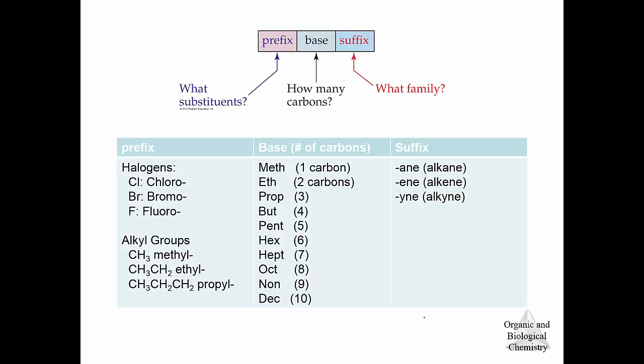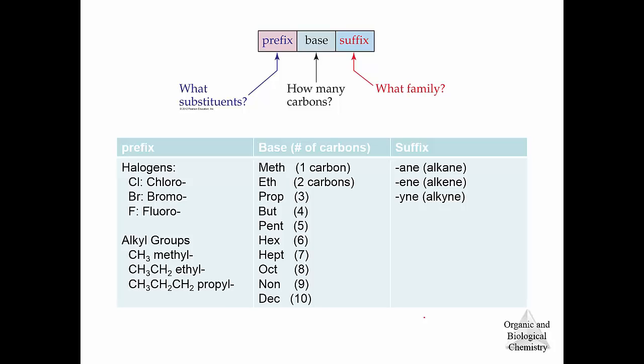Could be alkane, alkene, alkyne, and then your number of carbons gives you the base name. 1 is meth, 2 is eth, 3 is prop, 4 is but, 5 is pent, 6 is hex, 7 is hept, 8 is oct, 9 is non, 10 is dec. So if you have a 10 carbon alkane, you call it decane. Or if you had a 3 carbon alkene, you call it propene.